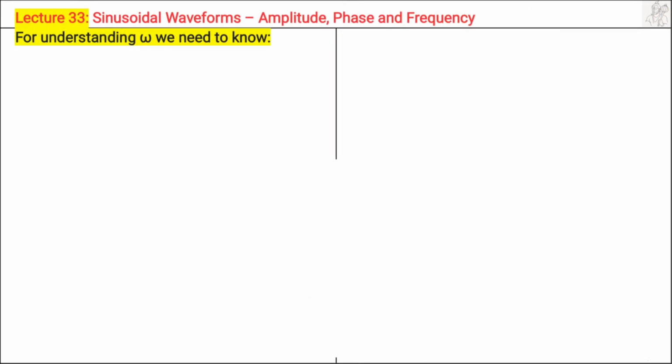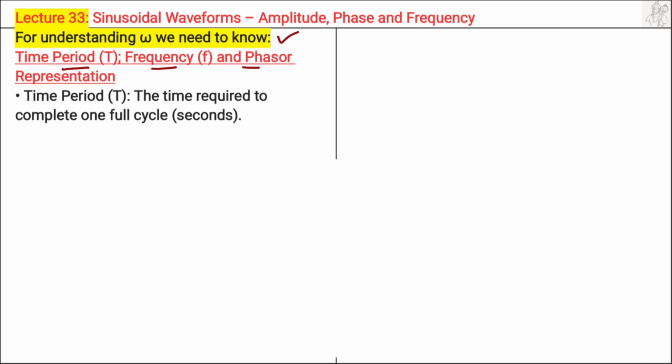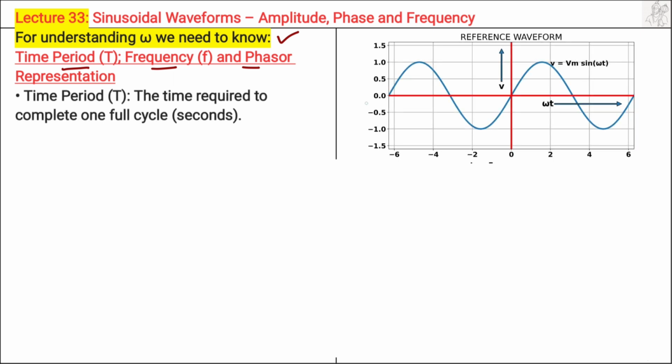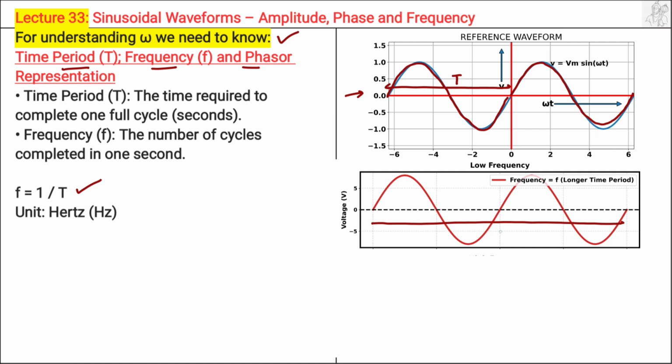Now, let's understand angular frequency, but before understanding angular frequency, we have to understand time period, frequency and phasor representation. So time period is simply the time required to complete one cycle. So in this case, we can see there is this kind of pattern which repeats again and again, and the time required to complete one such pattern is known as time period. This one pattern is simply known as a cycle. And the inverse of time period is simply frequency. That is, if this time is 1 second, then how many cycles of this pattern are repeating in 1 second is simply equal to the frequency.